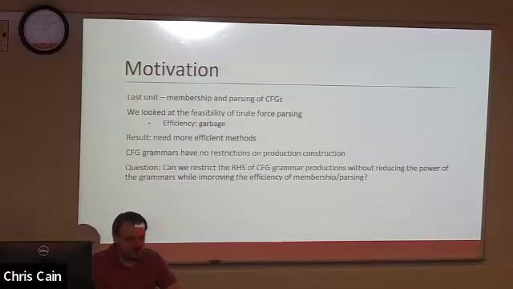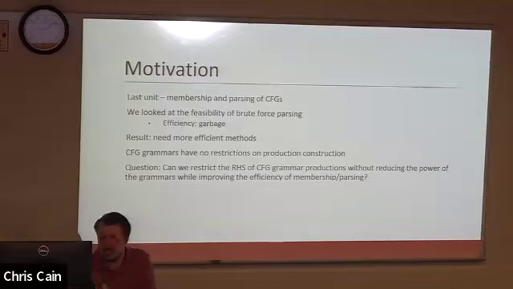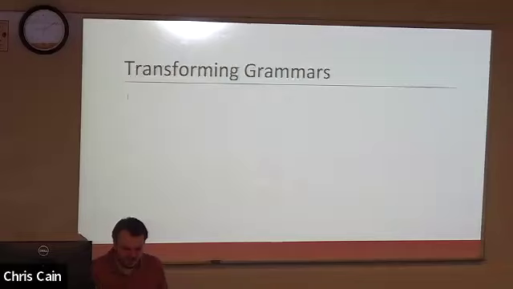So the question that we're going to be answering throughout the course of this slide deck mainly, and then diving further into how it's actually done in the next slide deck, is: can we restrict that right-hand side of a context-free grammar without reducing the power of the grammar, while allowing us to do better than exponential complexity when we want to answer the membership question? So that's what we're going to be exploring.